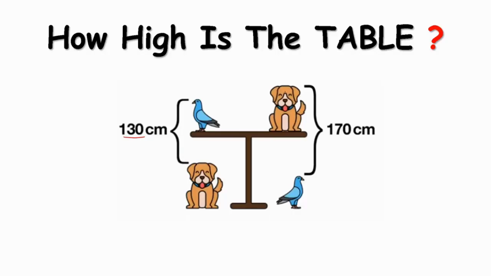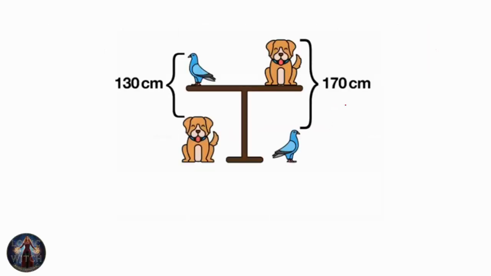And on the right hand side there is a dog on the table and the bird under the table, and again the distance from the head of the dog to the head of the bird is given as 170 centimeter. Now we need to calculate the height of the table. For that we are going to use an algebraic approach. Let's see how we are going to do so.